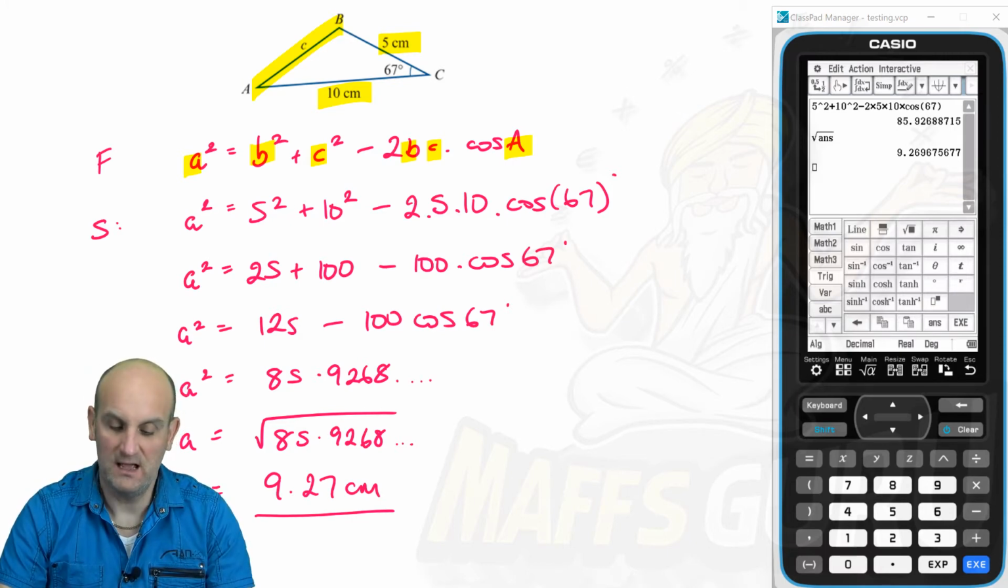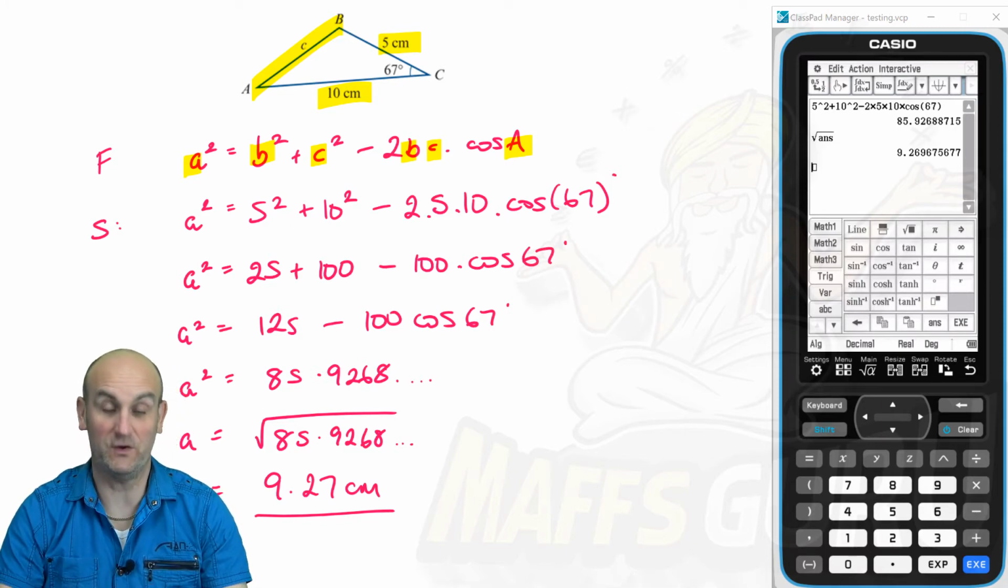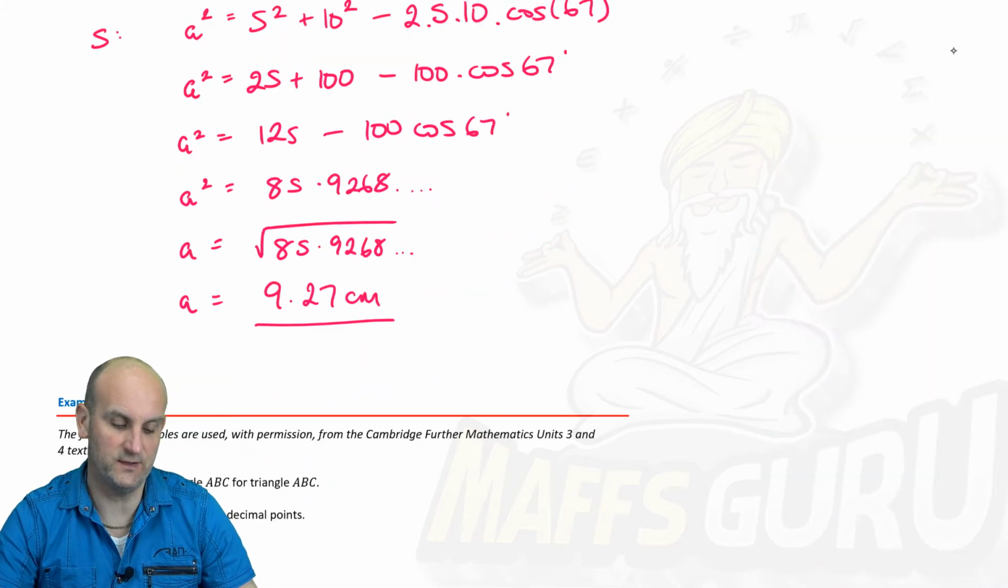5, 10, and then 9.27 seems eminently sensible. If I had a side length there of 49, I'd probably panic. Particularly if I got 85, I'd be sitting there going, I don't think so. All right, so that's one example using the basics to find side lengths.